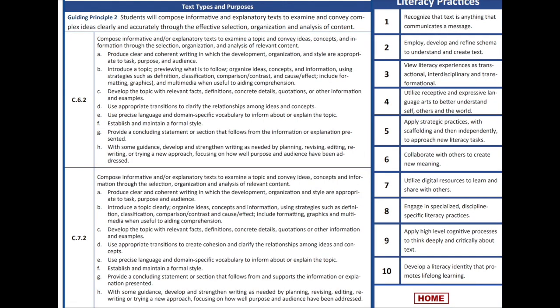So if I am showing students models of text and we're reading them and analyzing them, then I also need to be guiding my writers in using those skills in composing. Additionally, why am I looking at the language standard? Language standard 1 talks about sentence structure, and text structure is created within sentences and within paragraphs.